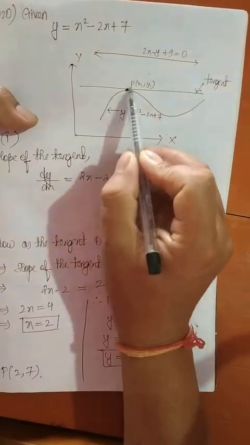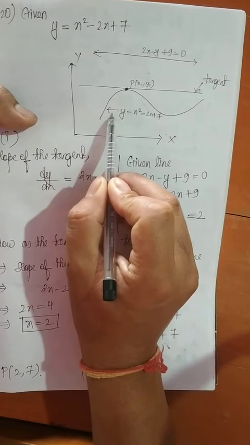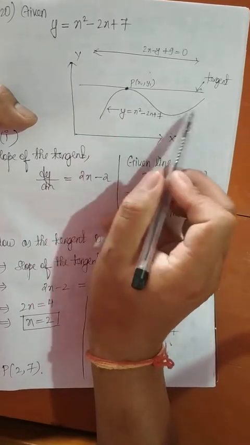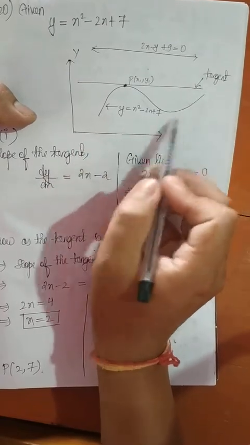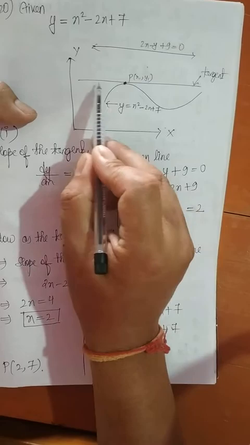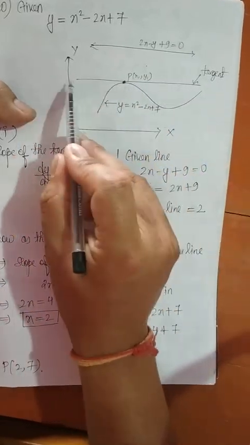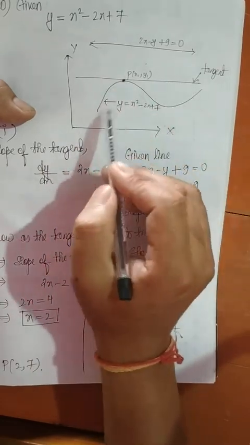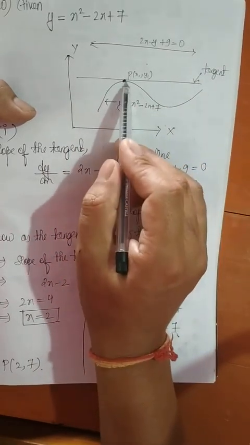This is the curve given to us. I've written y is equal to x square minus 2x plus 7. There is a curve given to us and we know that on this curve I'm taking a point P where I'm drawing a tangent. So hence this is my tangent. And remember, I'm finding the equation of a tangent to this curve at P.